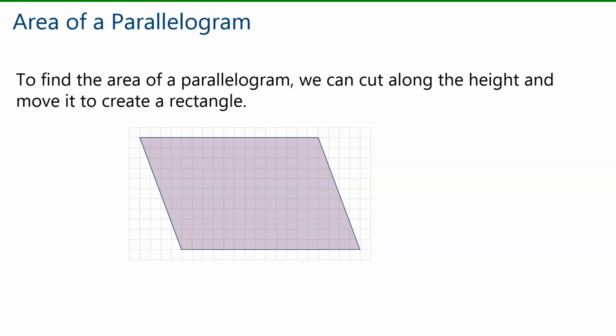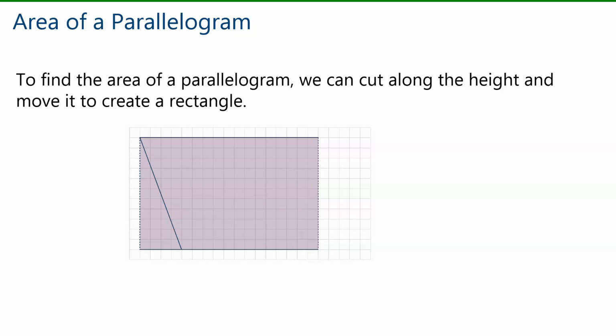What I'm going to do is cut along the height and then rearrange the pieces to create a rectangle. Let's have a look. So let's say I draw a dotted line here and I cut this piece off. I'm going to shift this triangle over to the left and you can see it fits in perfectly to create a rectangle. So any parallelogram can be taken apart and rearranged to make a rectangle.